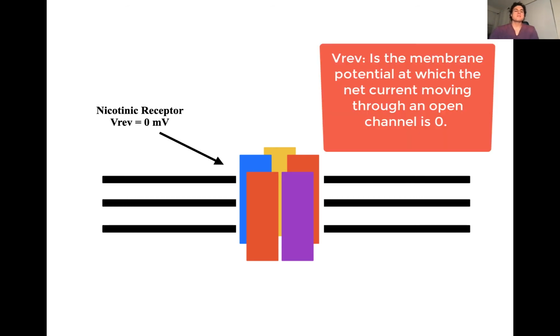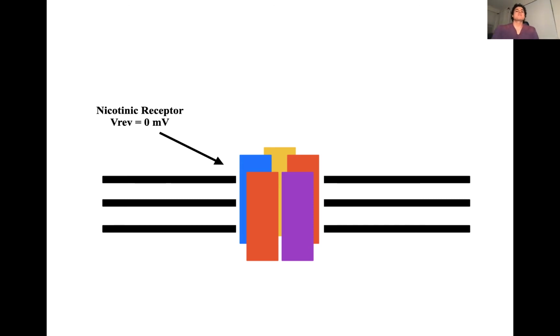This means that when the cell membrane potential is below 0 millivolts, or more negative than 0 millivolts, and this channel is open, the current will flow through the open channel into the cell, depolarizing the cell. And when the cell membrane potential is above 0 millivolts and this channel is open, current will flow out of the cell through this channel and therefore hyperpolarize the cell.